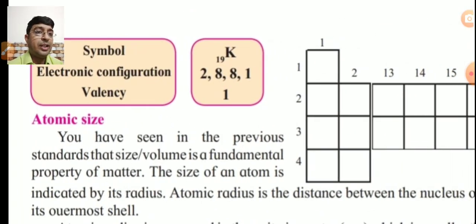Symbol potassium, on the left hand side the atomic number of potassium is written, that is 19. Electronic configuration: atomic number 19 means 19 electrons, so the electrons are distributed in this way, 2, 8, 8, 1. This is the electronic configuration of potassium, and that's why in the outermost shell only one electron, that is a valence electron, is present, and that's why valency is 1.